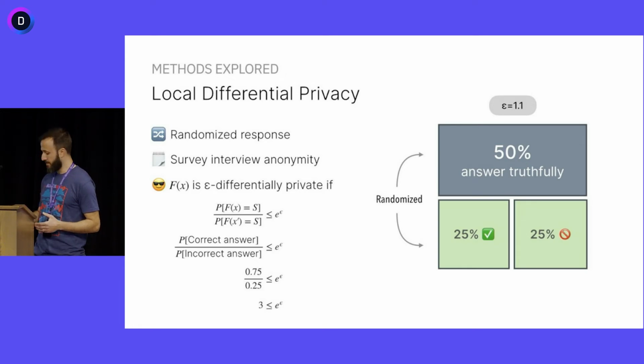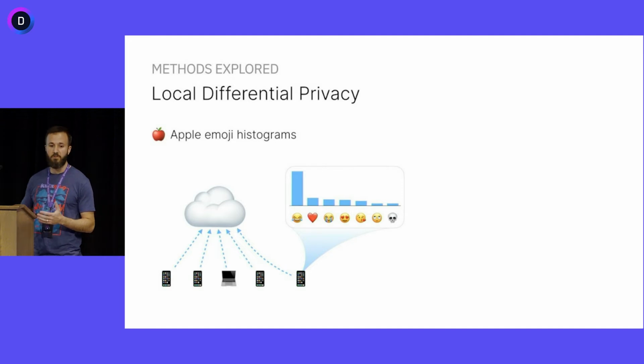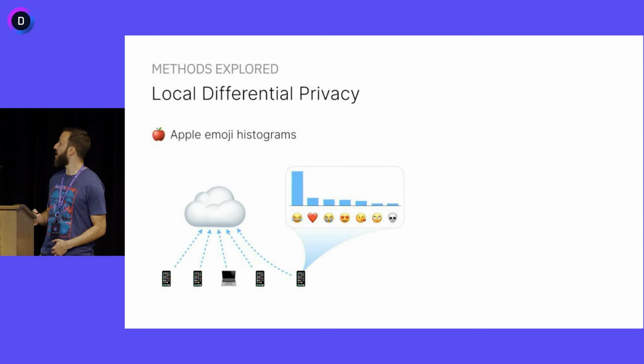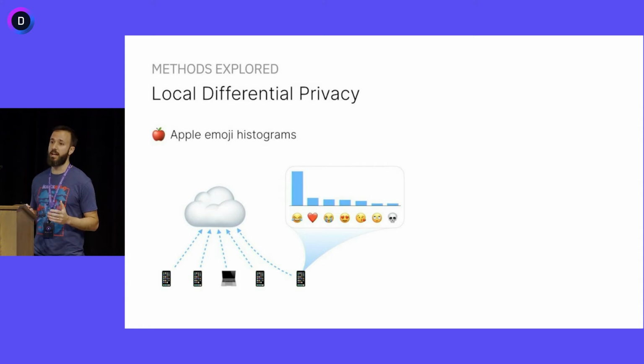And so that was an example for binary data. We can also do this with numerical data. And so this is how Apple handles sending histogram information to their systems from your devices. And so this is similar to the survey questionnaire. This is applied client side.